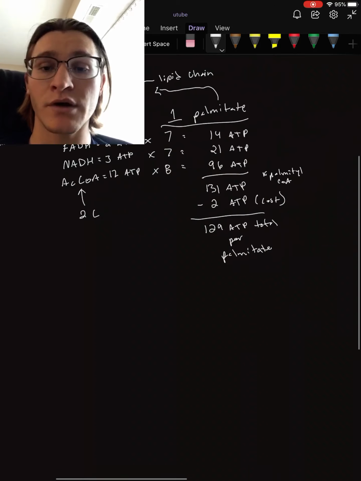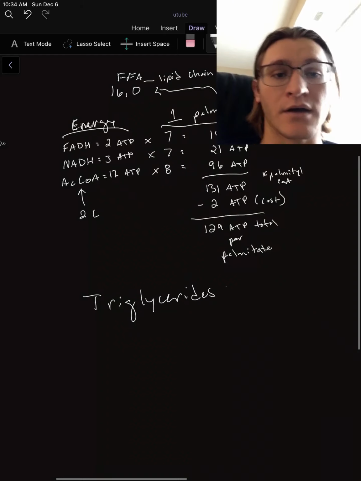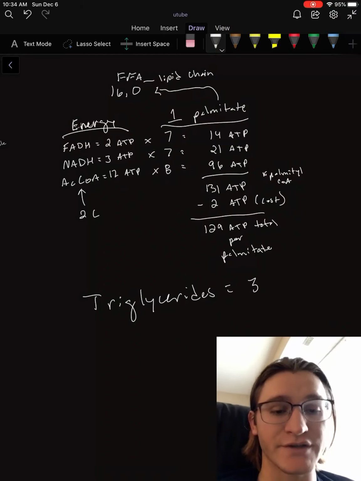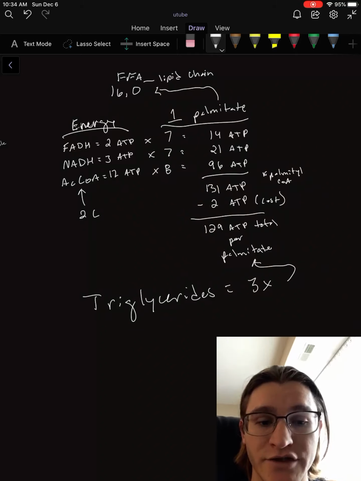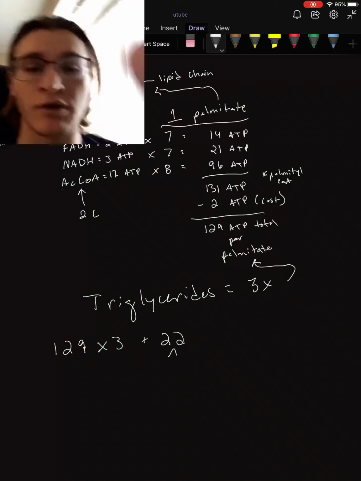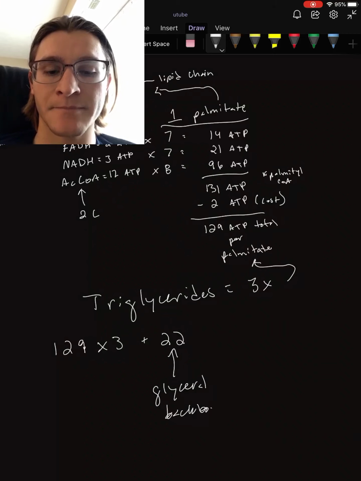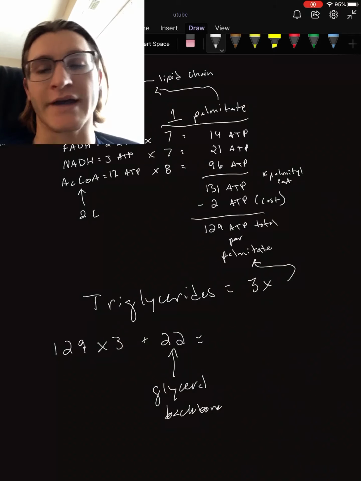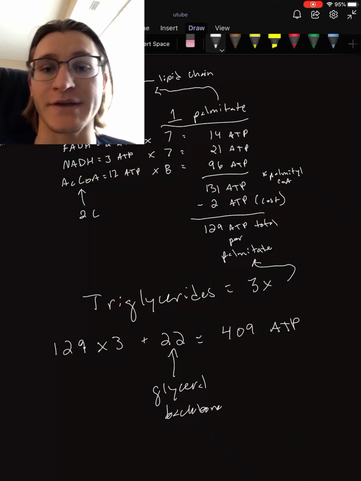And like I said before, triglyceride is our number one way of storing energy. So triglycerides are 3 palmitates. So that's going to be a lot of energy, as you guys can imagine. And so that's going to be 129 times 3, and then plus 22, because we have a glycerol backbone, which kind of holds it all together, or attaches these palmitates. And that's going to be 409 ATPs total. So that's a lot of ATP.